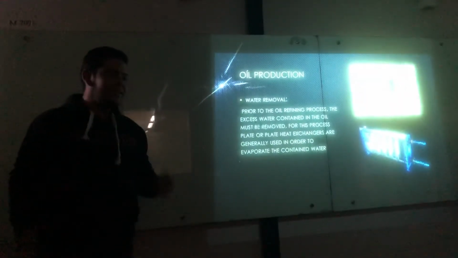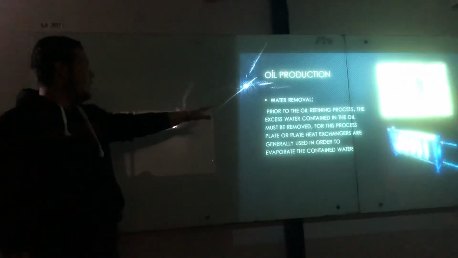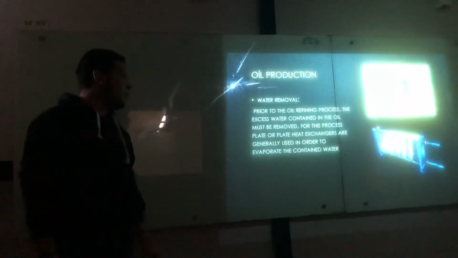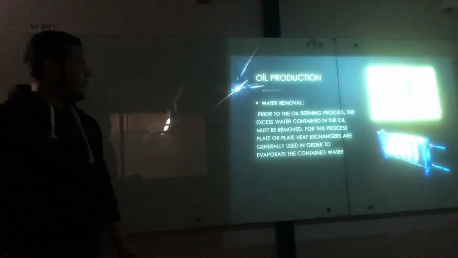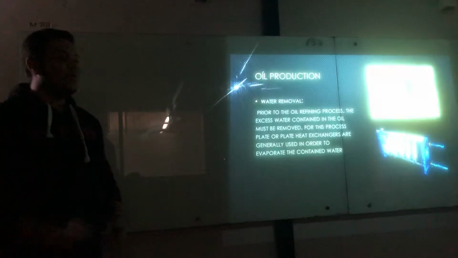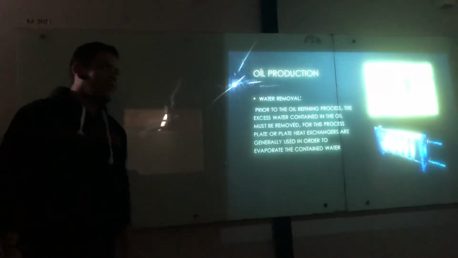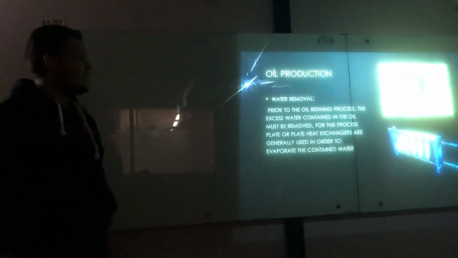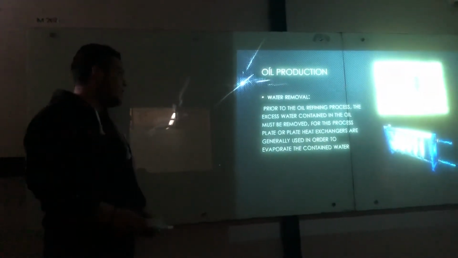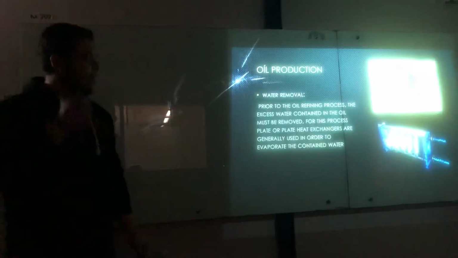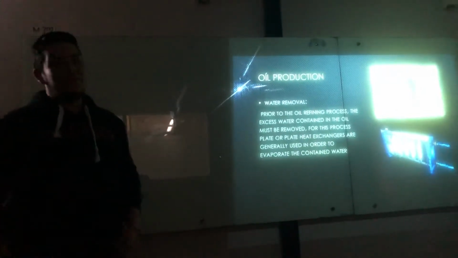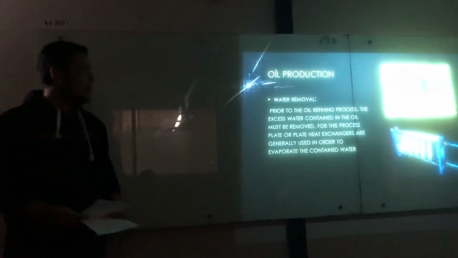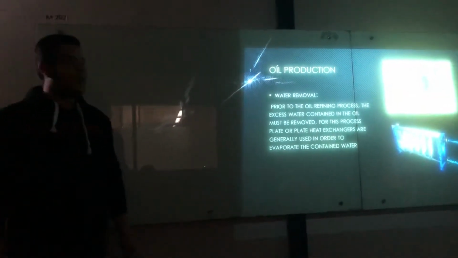the refining process. But first, we need to talk about the water removal, or the elimination of the water in the crude. When the oil is extracted, it is usually mixed with water. And before the refining process, we need to use different heat exchangers to eliminate the remaining water in the crude. The heat exchangers most used for this application are the shell and tube with fins, and the plate heat exchanger.